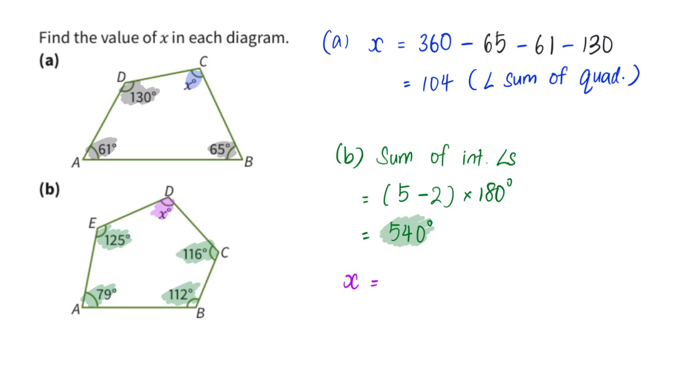my 540 minus away my 116, 112, 125, and 79. To give me the final value of 108.